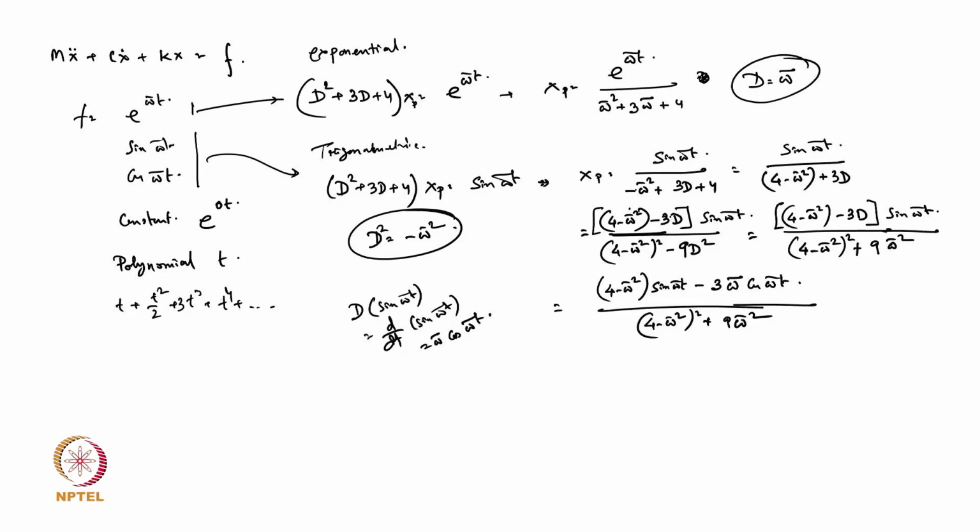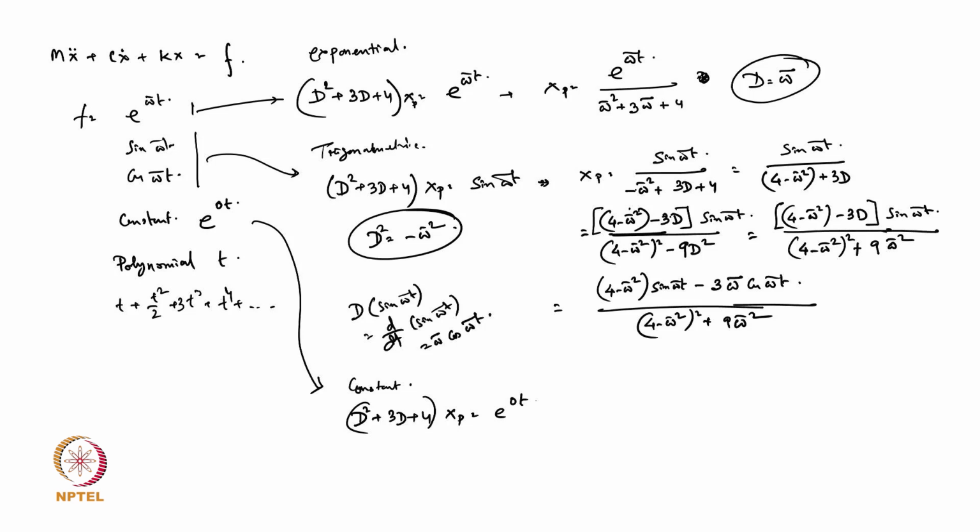Now if it's a constant, if we are trying to do so, we have a constant. In that case, what we are doing is (D square plus 3D plus 4) of xp will be equal to e to the power 0t.